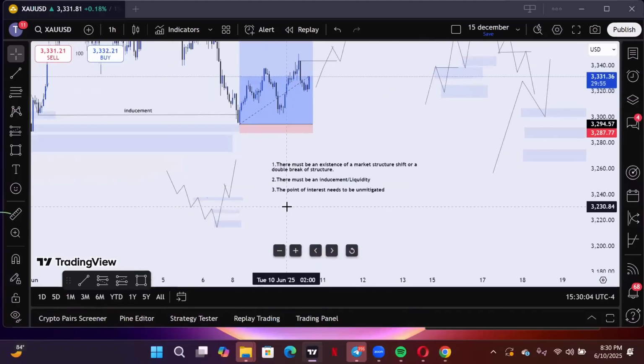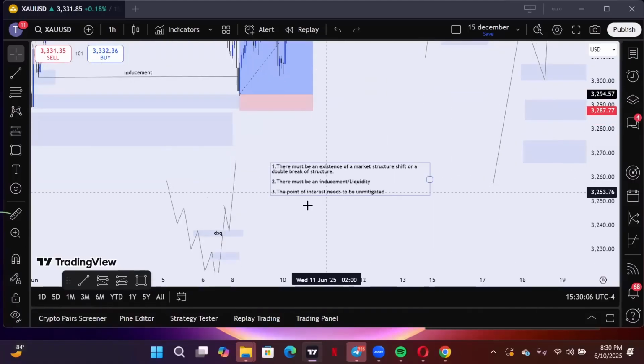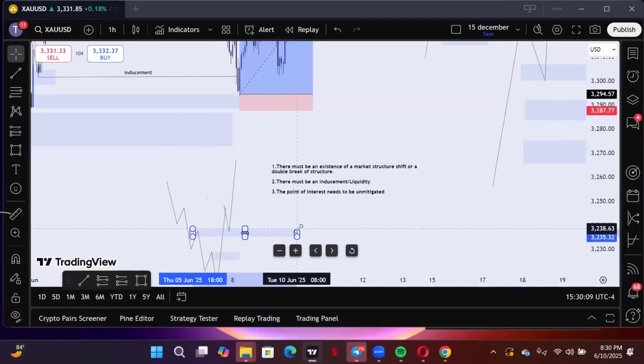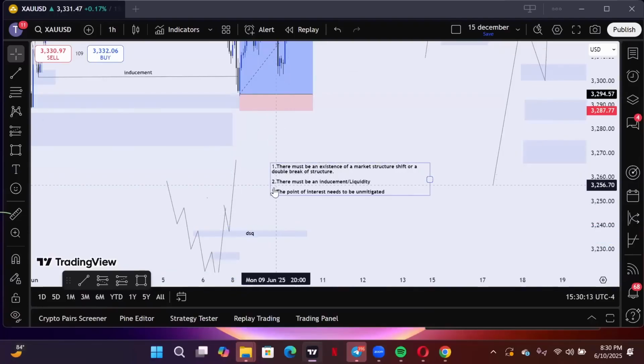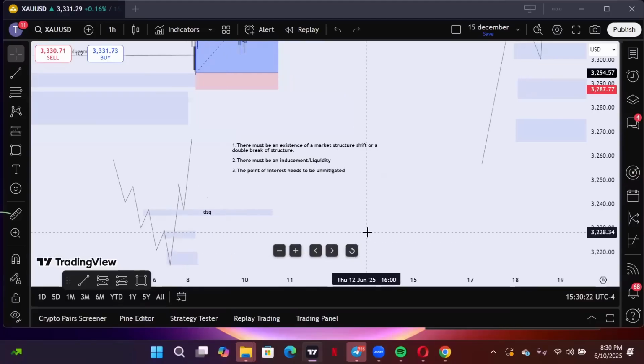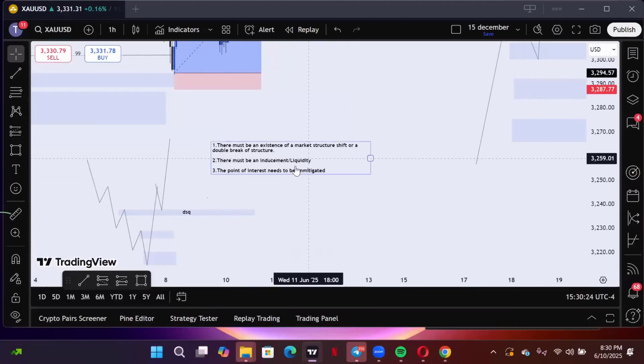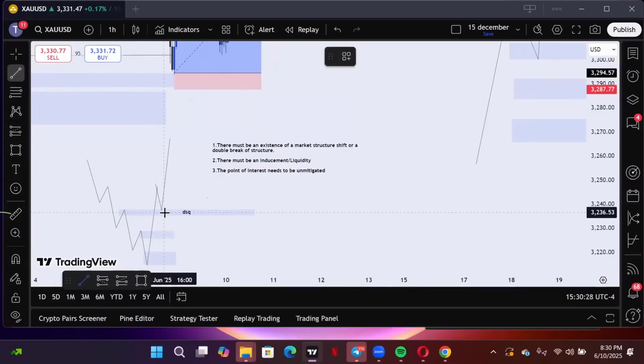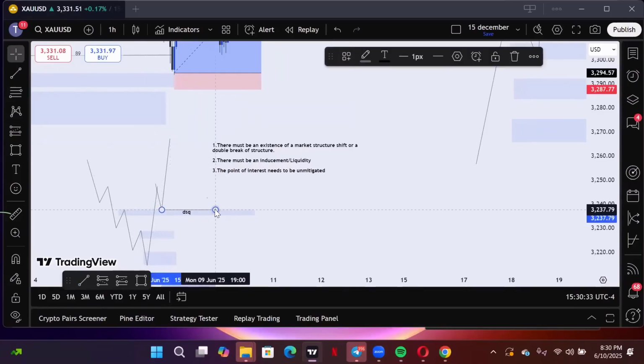You understand? So yes, you have to follow these rules correctly. Any POI that does not match any of these rules, you disqualify them. So the first rule says there must be an existence of a market structure shift or a double break of structure. So we got that when we got the structure shifts here to the upside. Second rule, there must be an inducement or liquidity. The pullback here gave us our inducement.